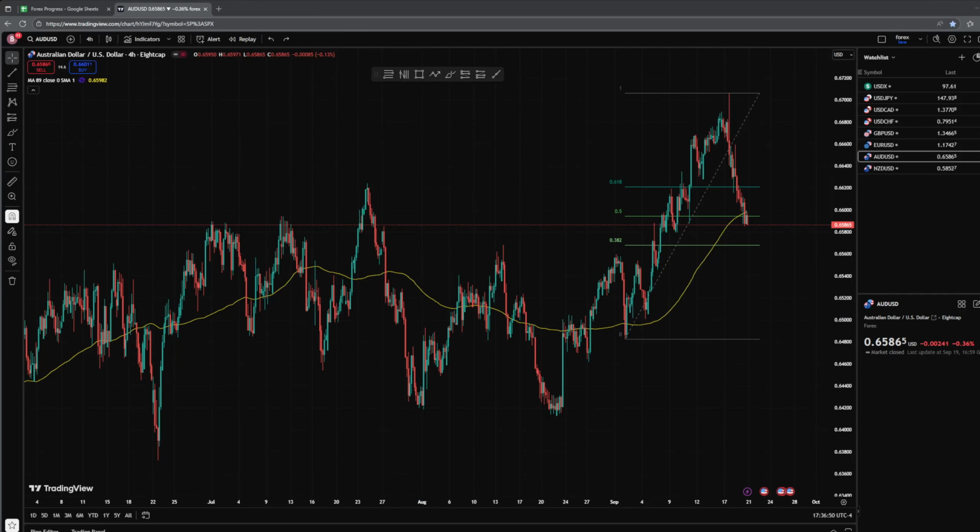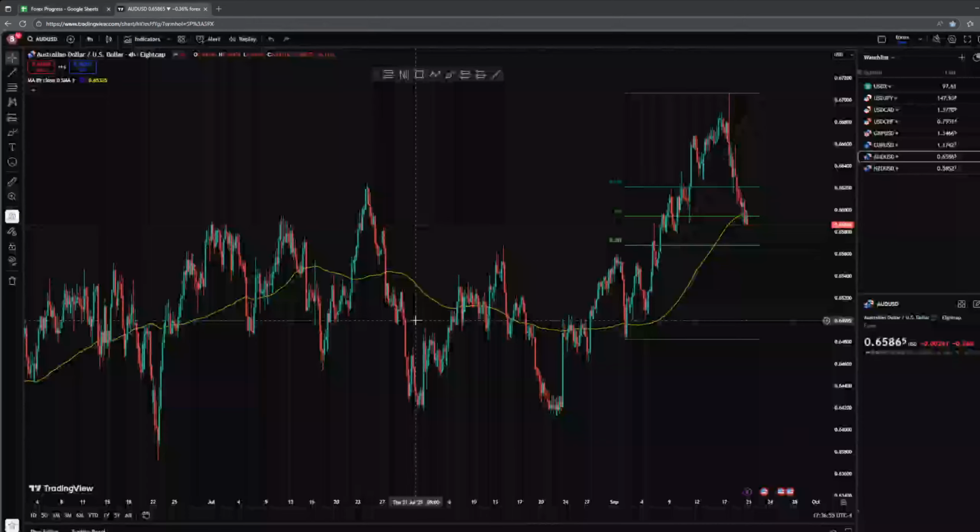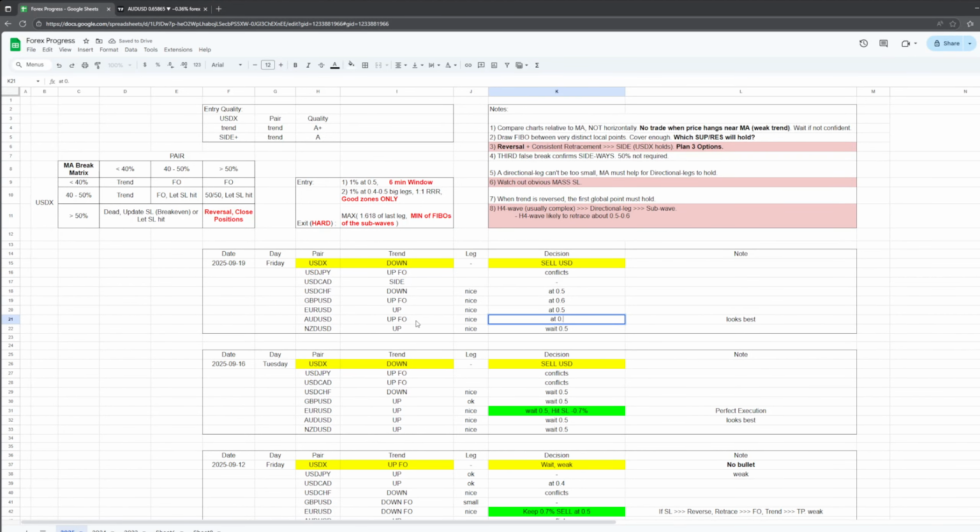Aussie market trend is up with the fake out. Currently market at 50% zone here. It's perfect to buy Aussie right now.